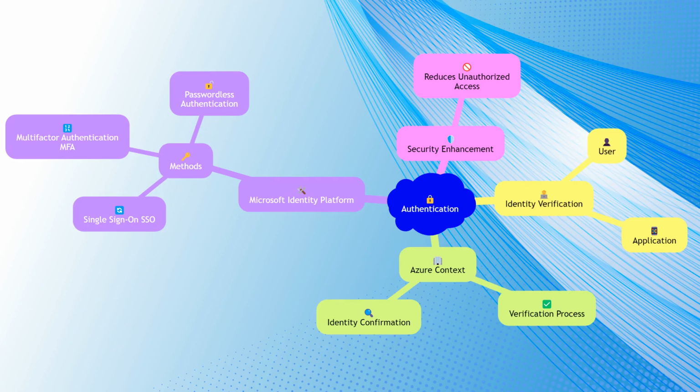Authentication is the process of verifying the identity of a user or application. In the context of Azure, this involves confirming that the user or application is who they claim to be. The Microsoft Identity Platform provides various methods for authentication, including single sign-on (SSO), multi-factor authentication (MFA), and passwordless authentication. These methods enhance security by reducing the risk of unauthorized access.